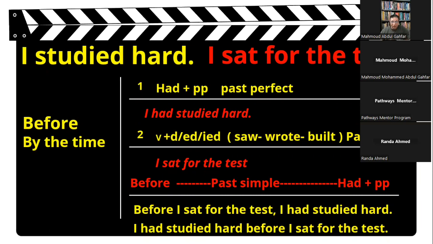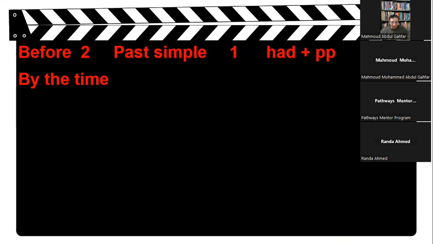Or you can put before and by the time in the middle of the sentence. So we can say, I had studied hard before I sat for the test. If we go again to the same sentence, before is followed by the second action, which is past simple. The past simple takes number 2. And then we put the first action at the end of the sentence, which is had plus the past participle of the verb. It is the same as by the time. By the time is followed by the second action, past simple, and then the first action, which is had plus the past participle of the verb.